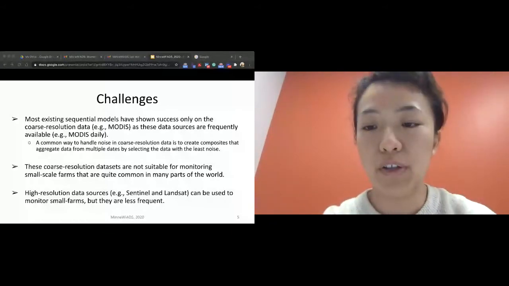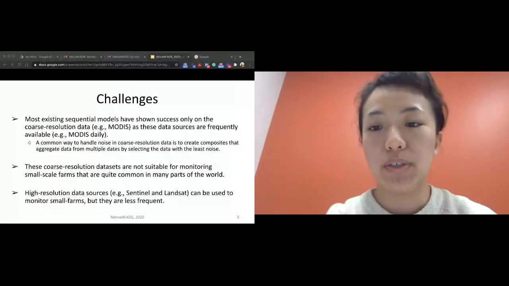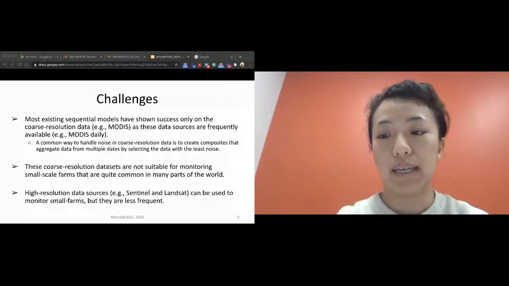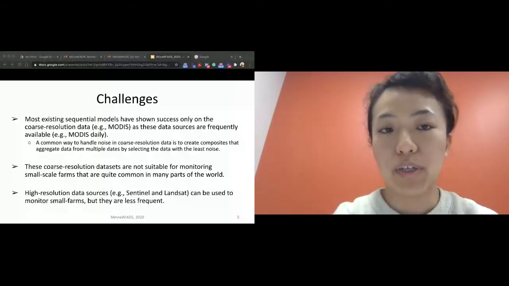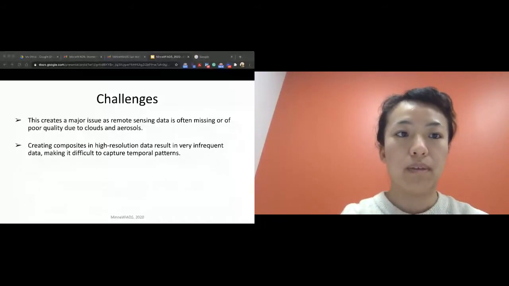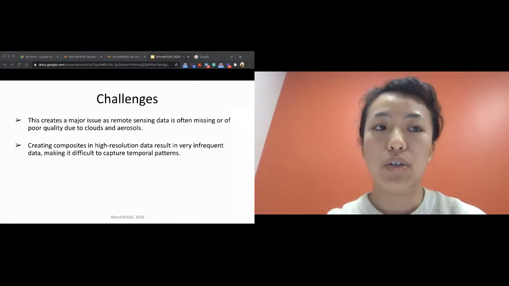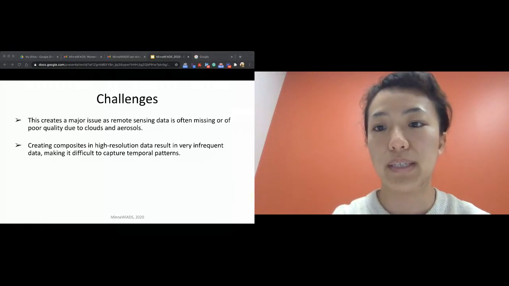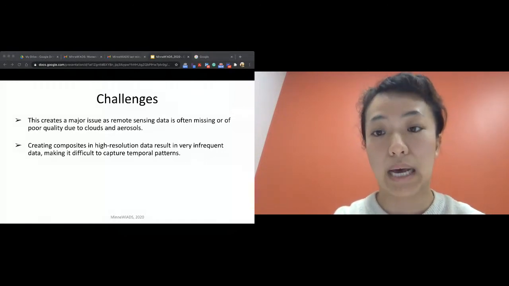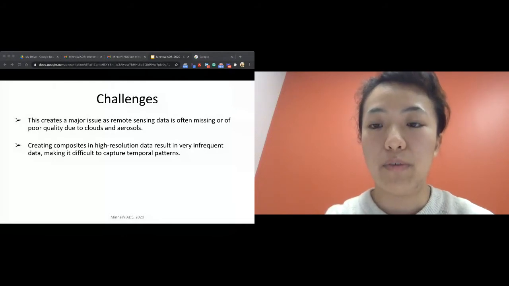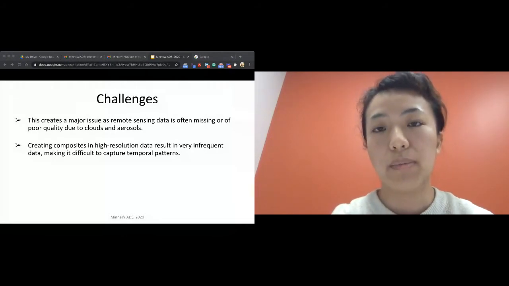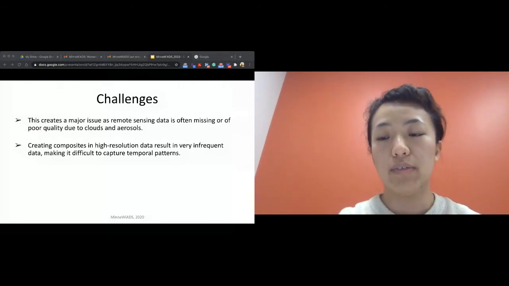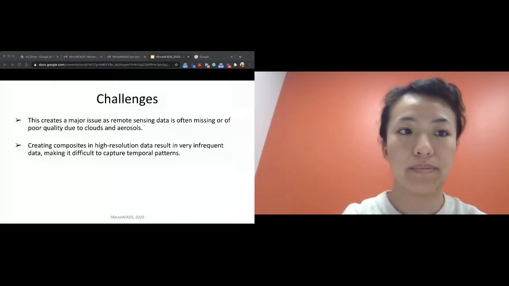For those small farms, we really want to use high resolution data sources like Sentinel or Landsat, but again, they are available on a much less frequent basis. To summarize, the major issue with remote sensing images is that they often have missingness or poor quality due to clouds. And if we create composite images, it will result in infrequent data, making it very difficult to capture the temporal patterns.